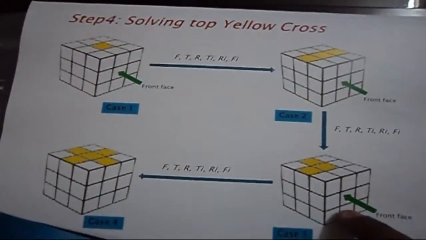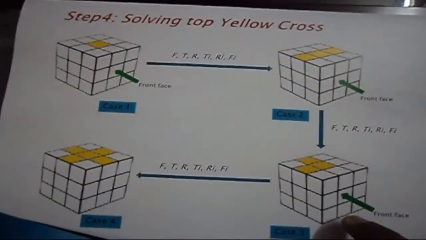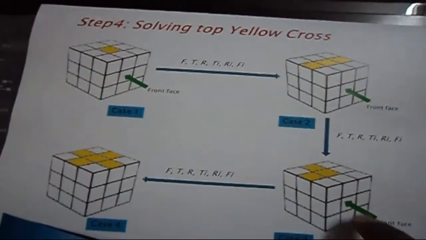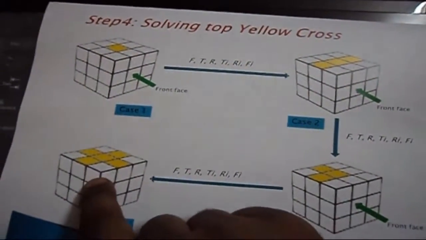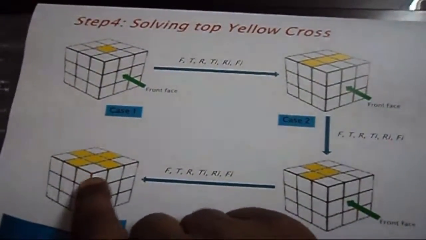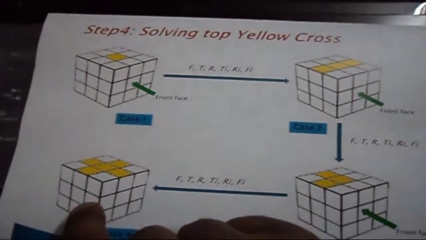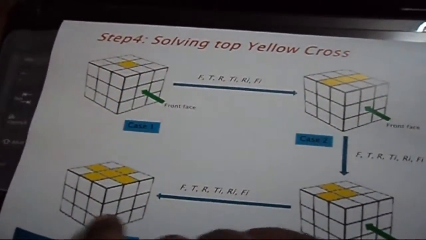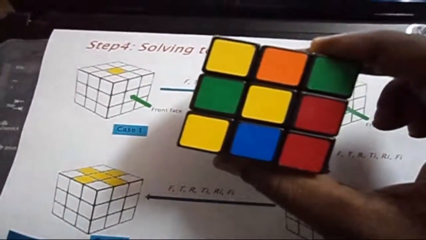If you have this case after solving step 3, then you need to hold the cube like this and perform this algorithm once. That's it. You will get this yellow cross. So we'll see how we can solve step 4 using this cube.